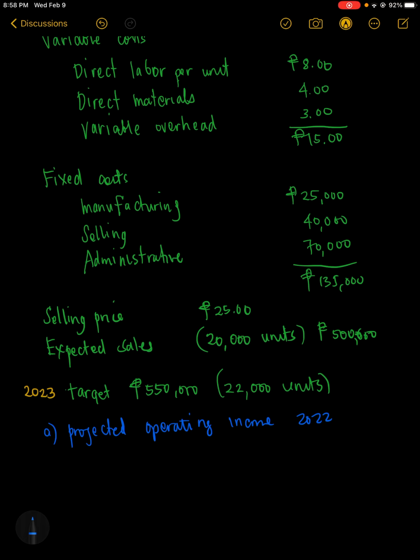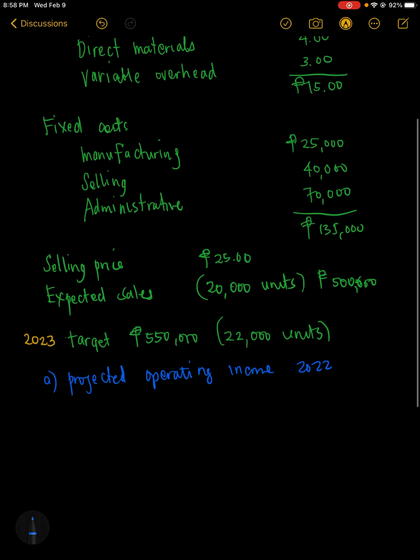Okay, so in order to solve for the projected operating income for the year 2022, I'll start with identification of my expected sales. Siyempre, kapag operating income yung pinag-uusapan natin, that's sales less expenses natin. Right? So, it's a combination of product and period cost yung ating ibabawas na expenses. But since CVP analysis tayo, yung ating classification ng cost ay variable at saka yung fixed. Okay? So, yung expected sales natin based on the given, that is 500,000 pesos.